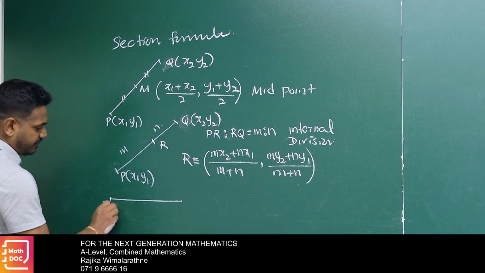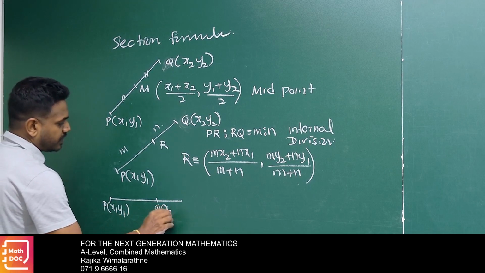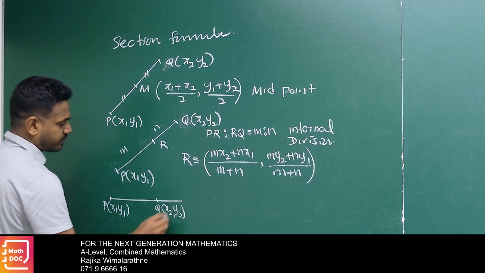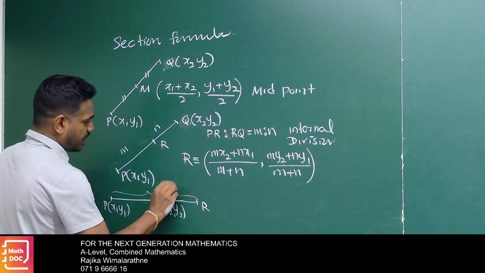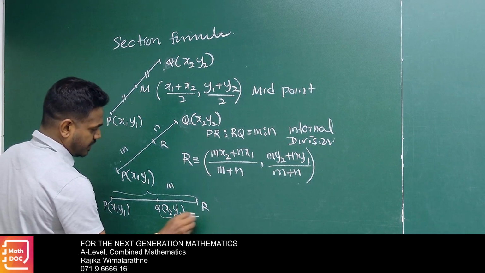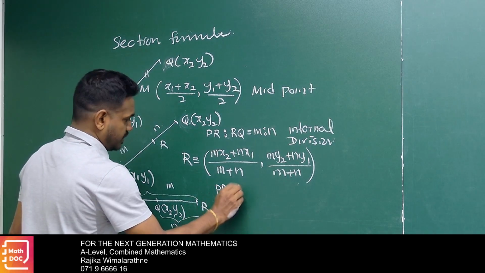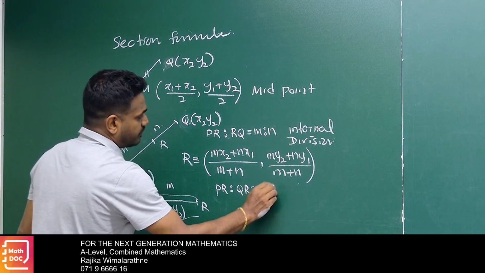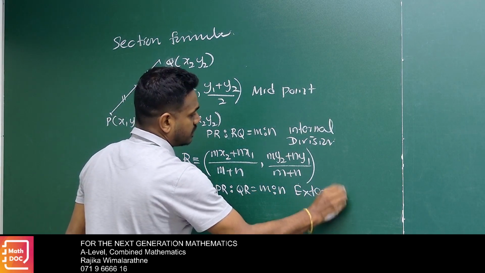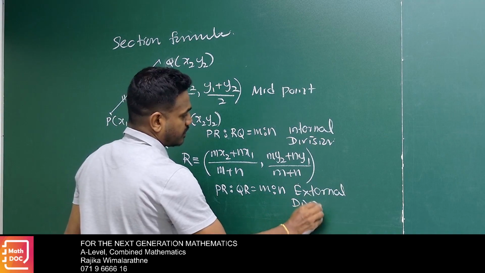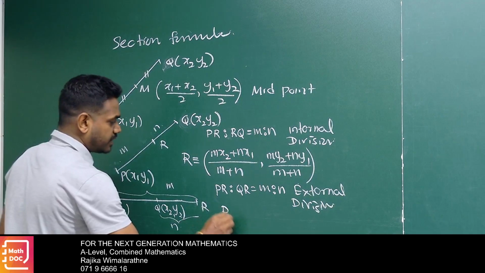Here say P (x1, y1), and Q (x2, y2). Say R, with PR to QR as M to N. Here PR is to QR as M is to N. External division. Then you write the external division point R.